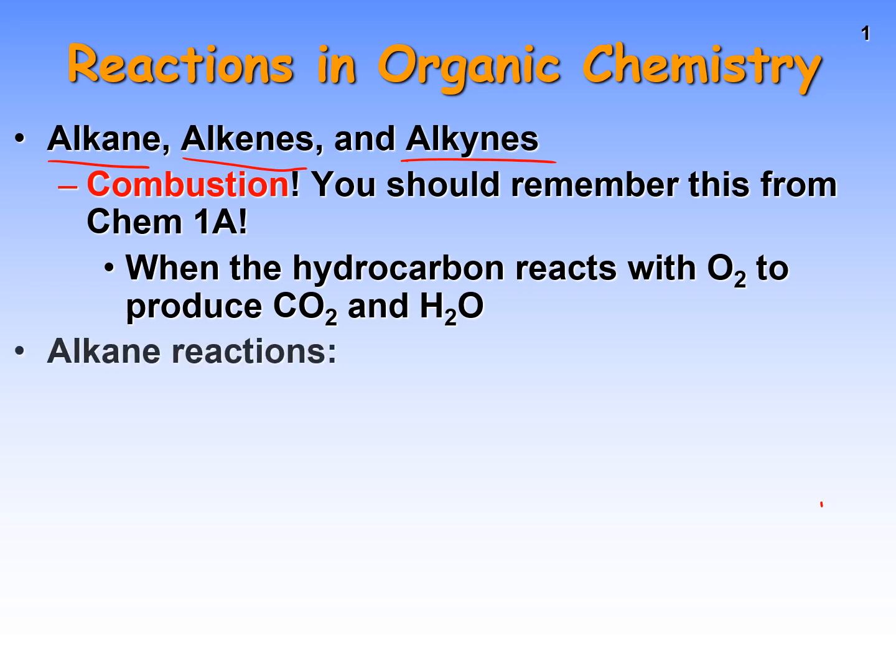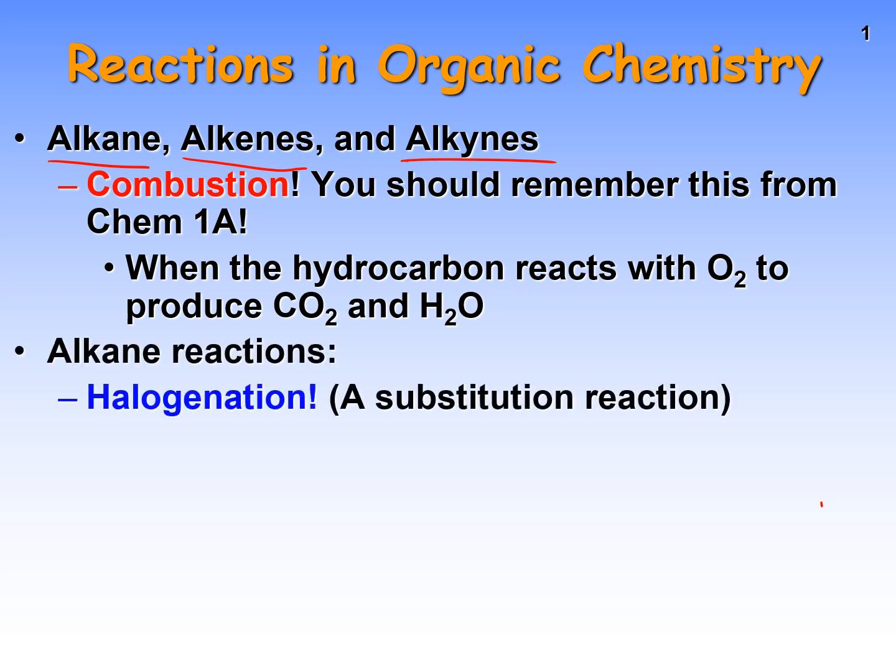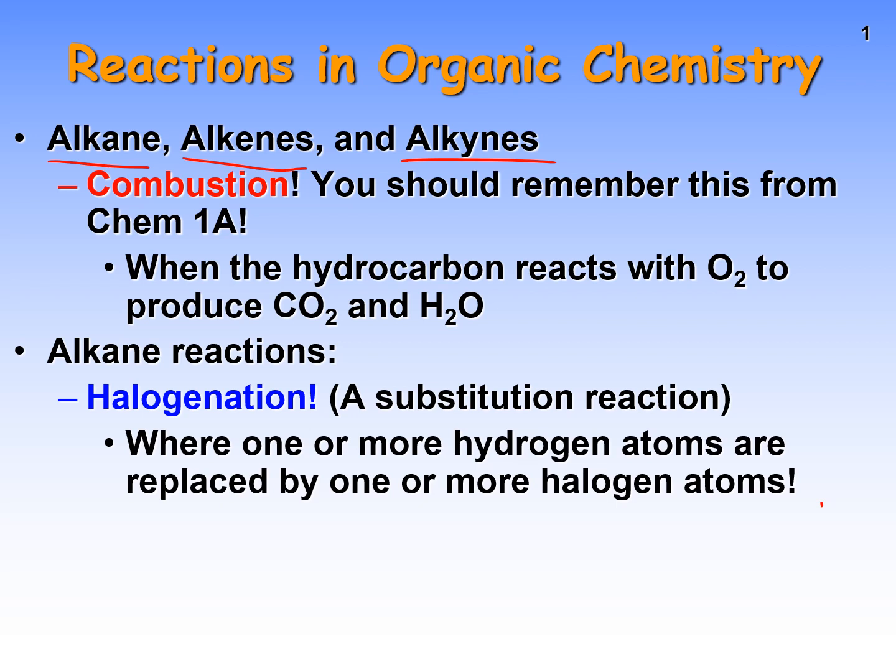Another type of reaction that we'll be going over is halogenation. This is also known as a substitution reaction, and effectively what goes on in this is where we replace one or more hydrogen atoms that are on an organic compound with a halogen atom, like chlorine, bromine, and so on.